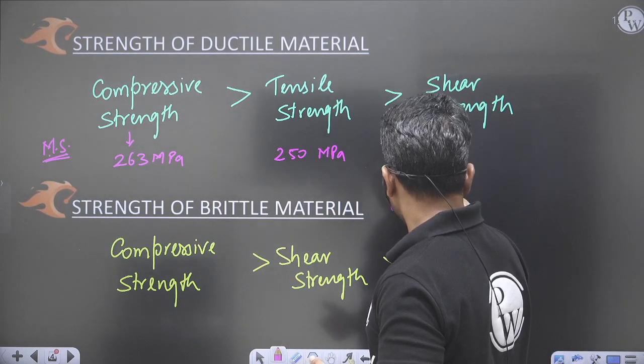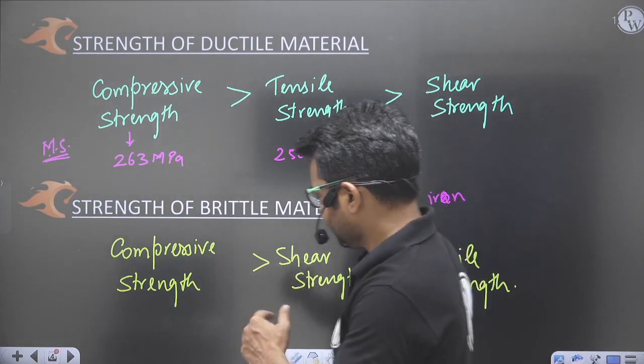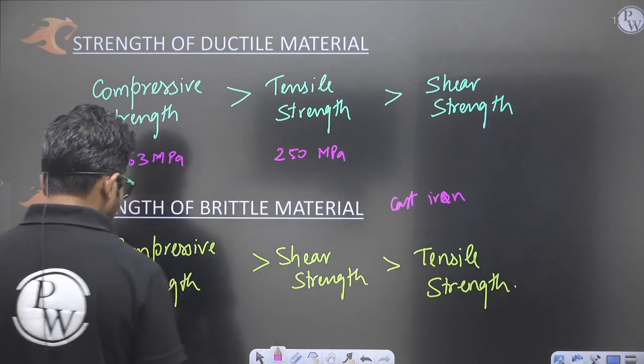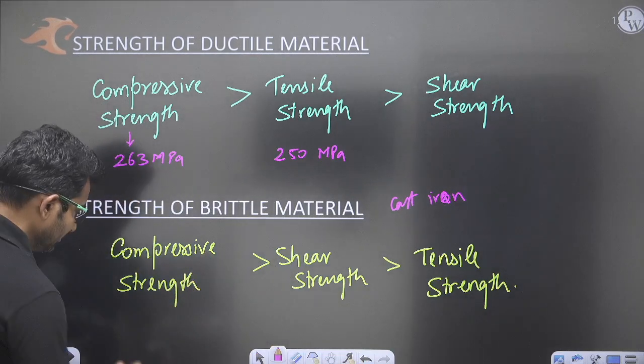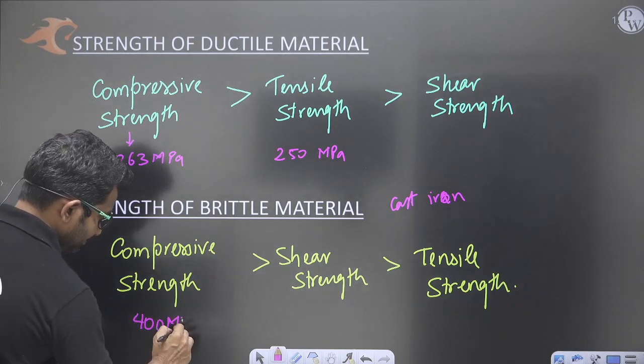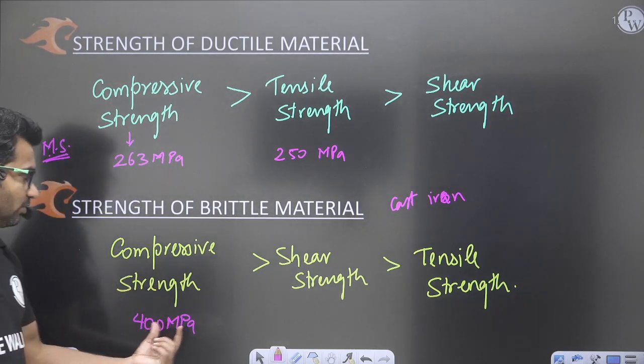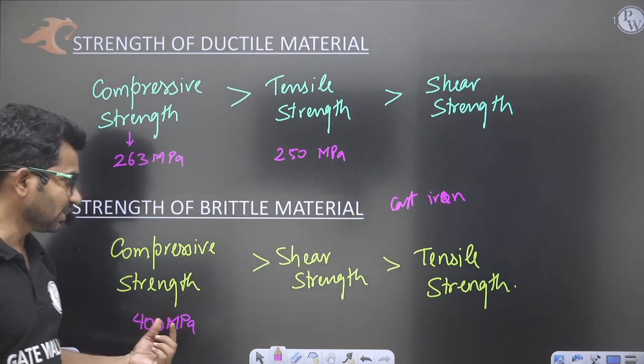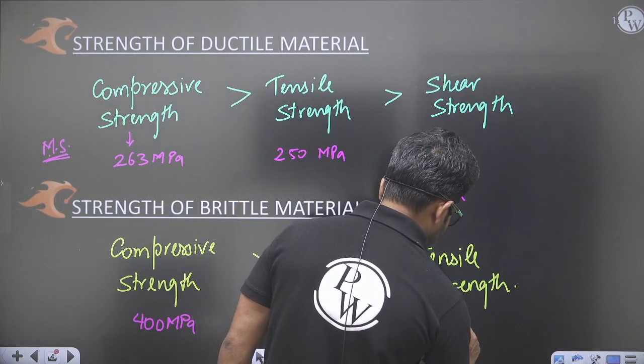So if I compare the compressive strength of cast iron and the tensile strength of cast iron, the compressive strength is much higher, around 400 megapascal, but the tensile strength is around 100 megapascal.